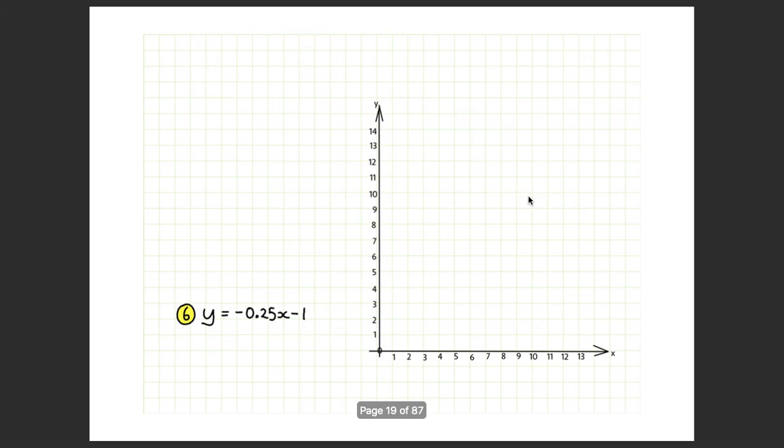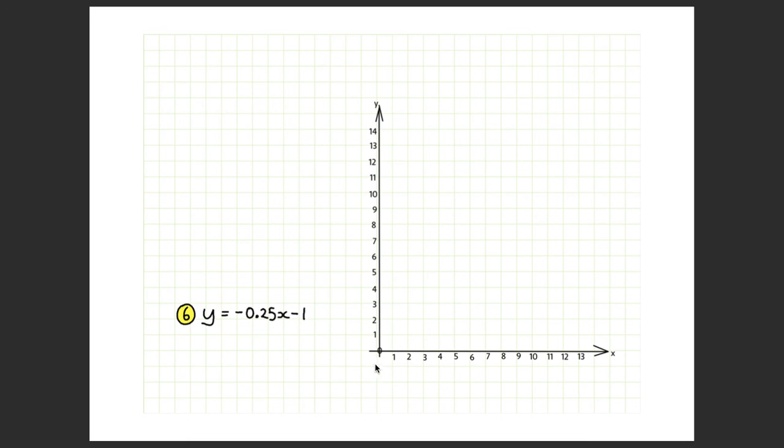Okay, the final one. For some reason I haven't done it on the graph, but the minus 1 here is telling you that it's going to cut at -1. I think the reason I didn't do it on the graph is because normally in class I get somebody to come up and do it. And the minus 0.25 is telling us that for every 1 across, it's going to go down by 0.25 of a square. Or we might as well say for every 4 across, it's going to go down by 1.